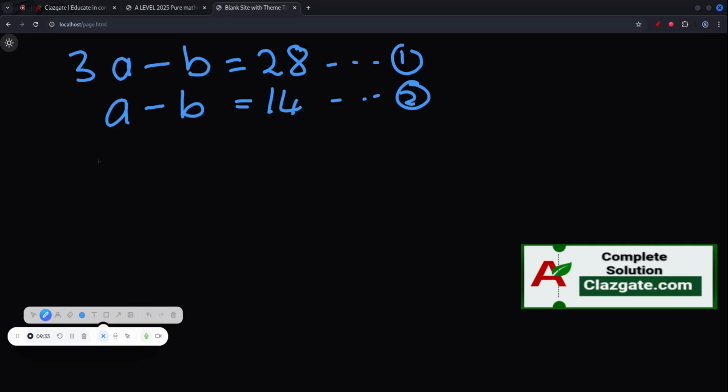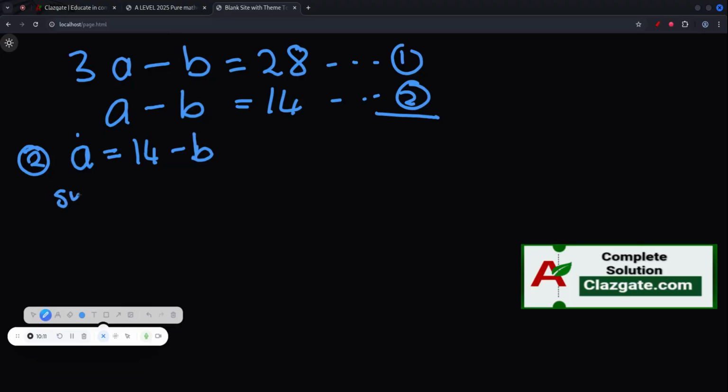Let's make a the subject of the formula. In equation 2, we will make a the subject of the formula and substitute in equation 1. So from equation 2, a is going to be 14 minus b.